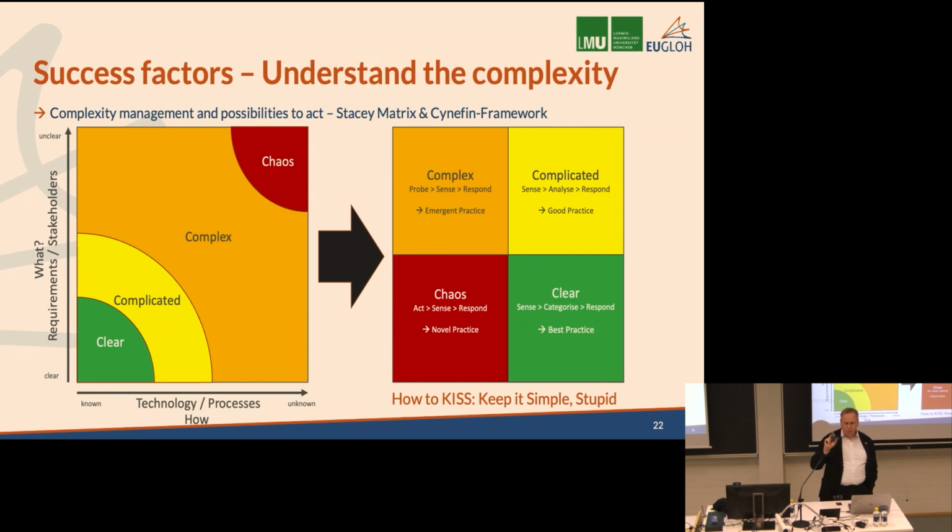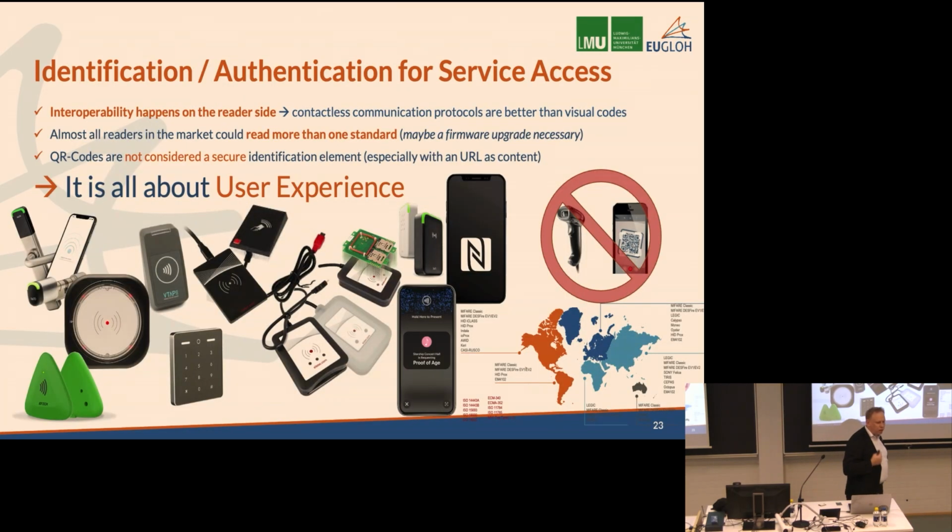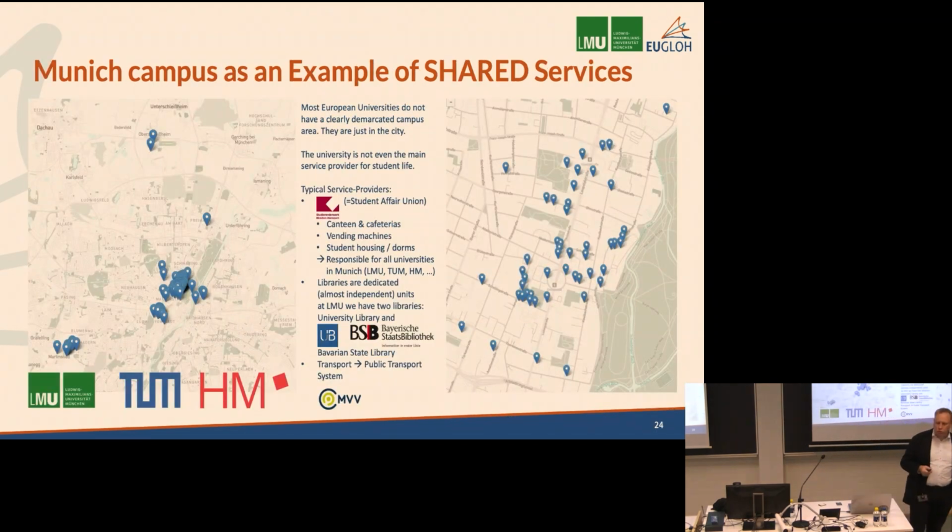It's this piece. Because this one solves your problem. It's the reader side. They are interoperable. And radio frequency communication is the key to it, not the QR codes. And it's all about user experience. Just tap to use a system. And if we're looking at universities, it's all about shared services.